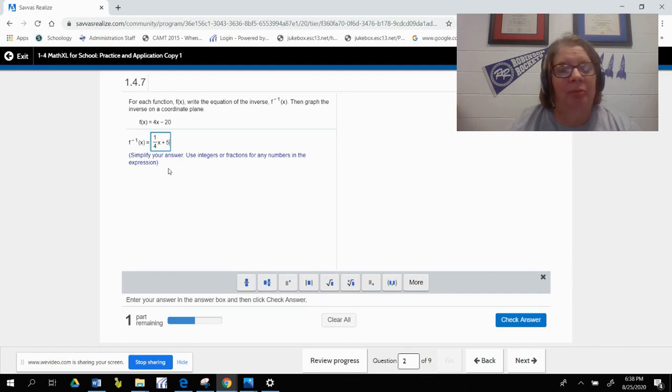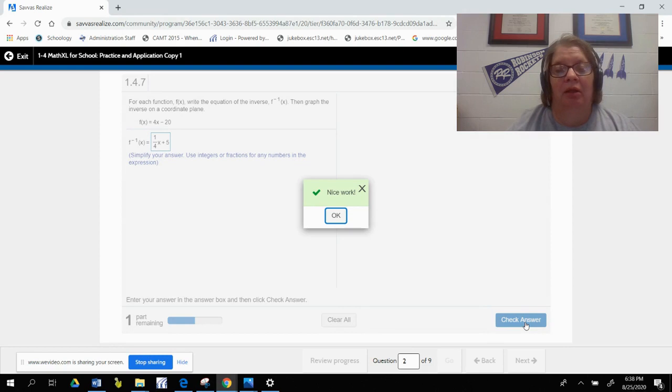Now, I didn't have to put the y equals because they have this symbol. What does this symbol mean? The symbol means inverse. The inverse of f of x is 1/4 x plus 5. Okay, check the answer. Nice work.